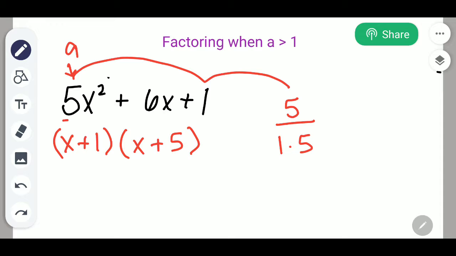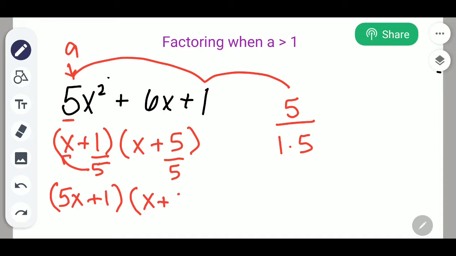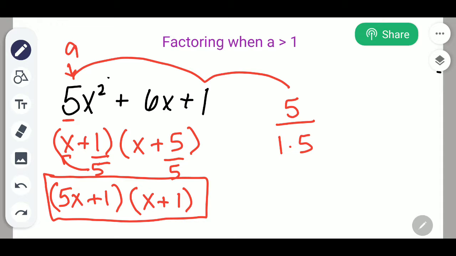Okay, because we have this number out here, this A value that's greater than 1, we have to divide each part by that value. Okay? So 1 cannot be divided by 5 evenly or reduced down, so we have to do bottoms up. So we flip that number up with our x. So 5x plus 1. Here, it reduces, right? 5 over 5 is 1. So we just write it like the reduction, x plus 1. So this is your final answer here. These are your two factors.